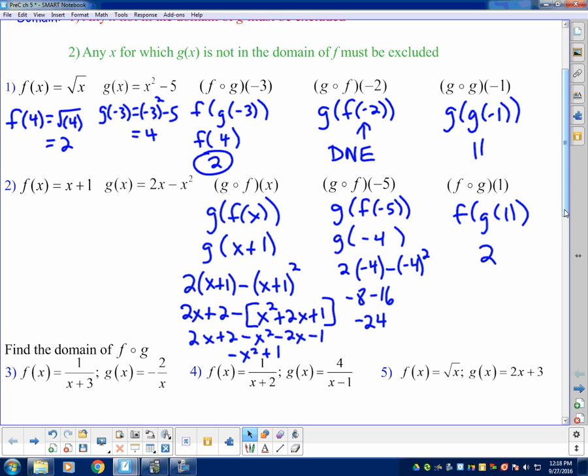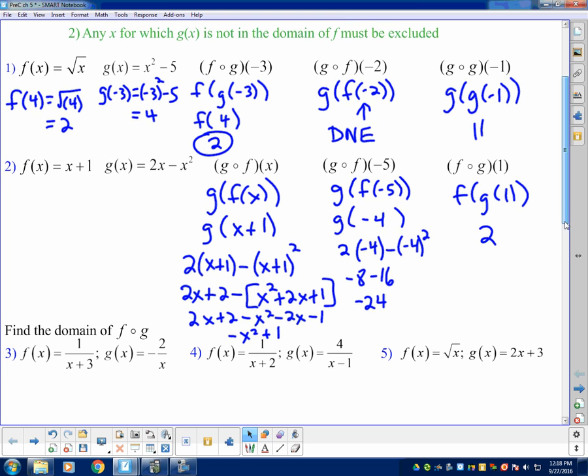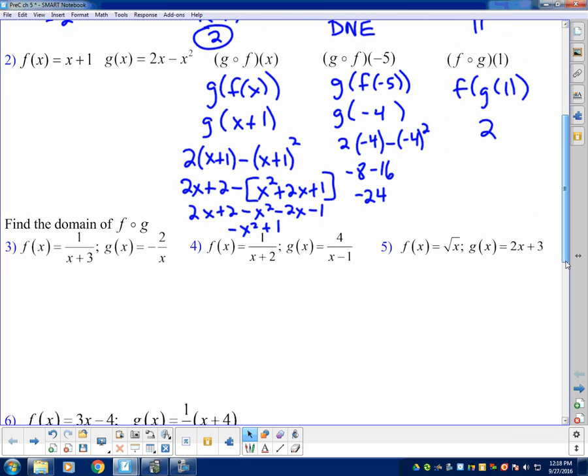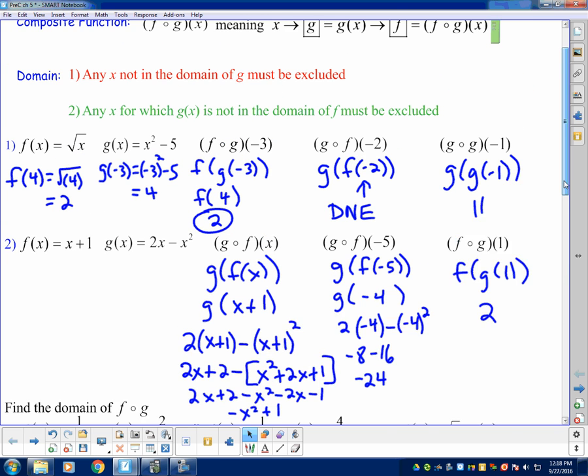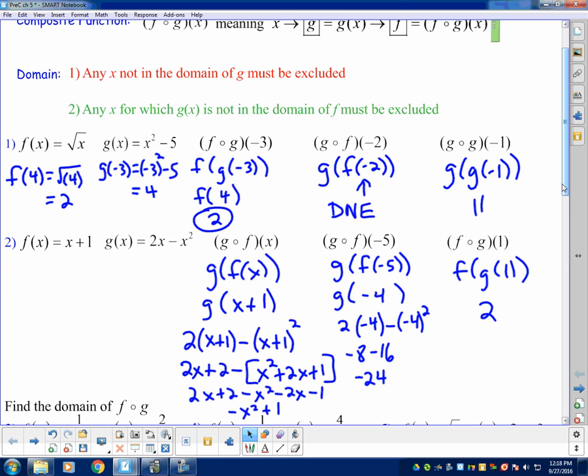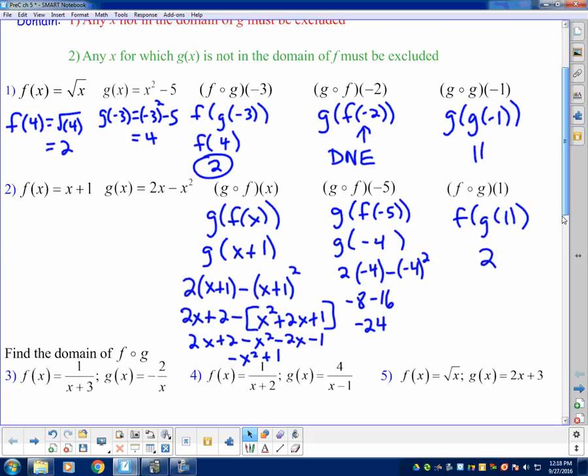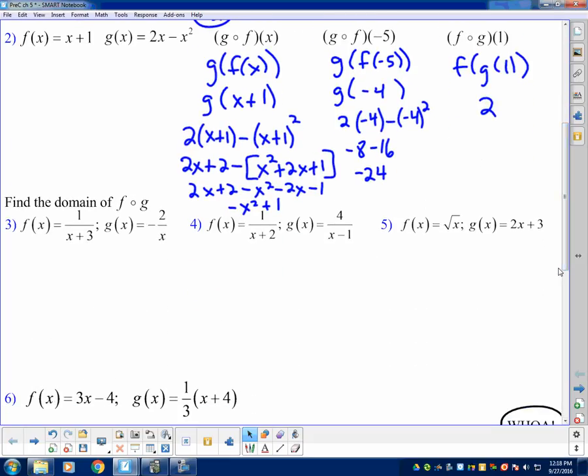Now, this should be new for you. Talking about the domain of the composition of two functions. I gave you two things that must be true. First thing that must be true, and back up here, is that any x not in the domain of g must be excluded. So let's start our exclusion list here.